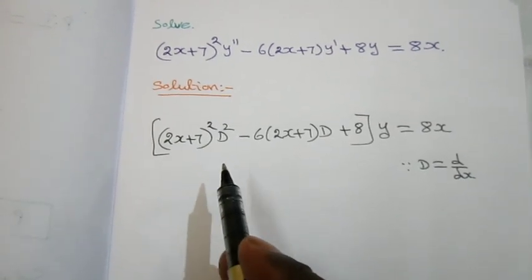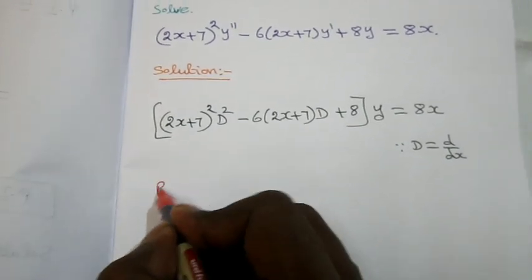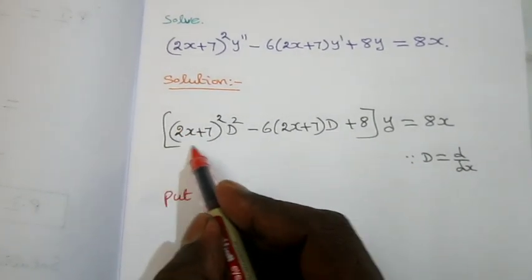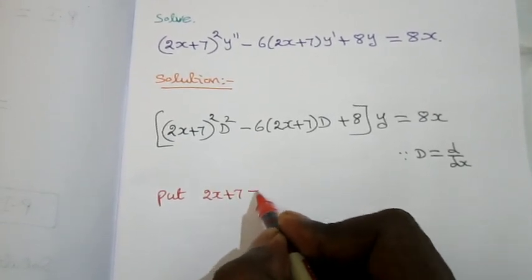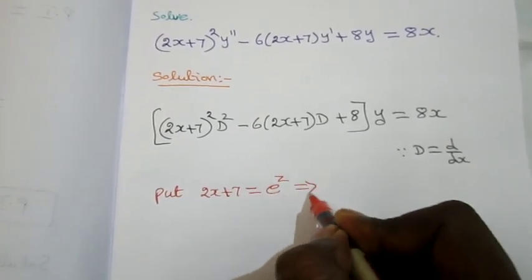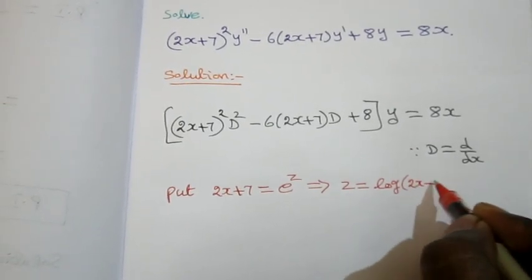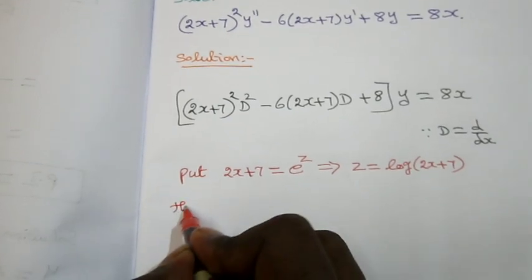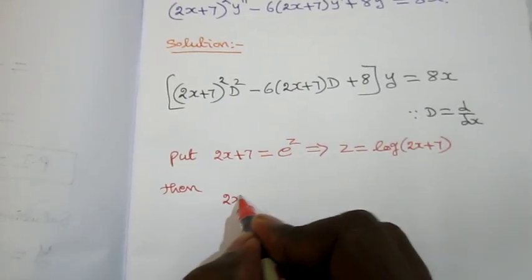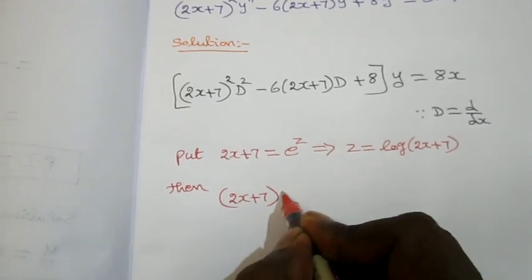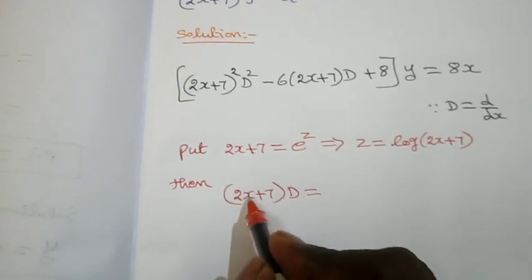So in the Legendre equation we have to put, 2x plus 7 is like x. So x is equal to e power z, which implies z equals log x, where x here is 2x plus 7. Then (2x plus 7) into D equals a into D dash. What is a here? The coefficient of x is a.